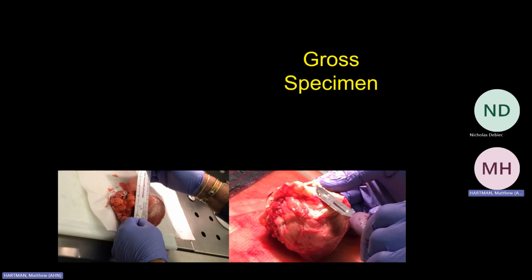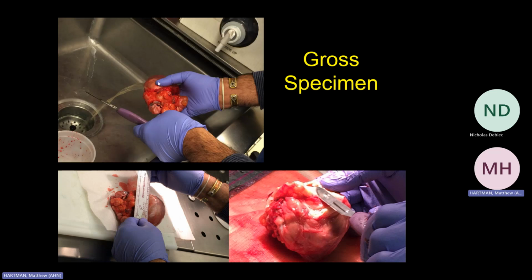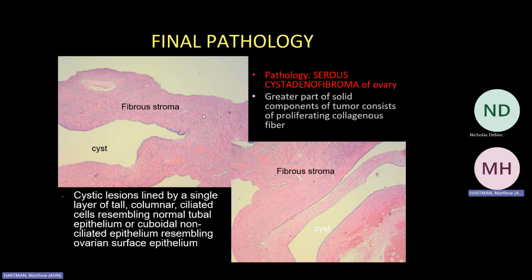This might be a solid nodule on the outside, take a sample of that, do a frozen, and then we're going to pop it. That's always my favorite part. The majority of it is going to be liquid, but we have to be worried about the solid parts on either the inside or the outside. And this one ended up being a cystadenofibroma with a fibrous stroma. So a little bit different from our other ones.